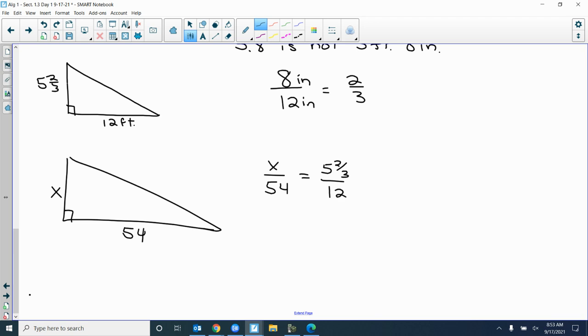Does anybody have something different? Because that's not the only correct one. Okay, so if you got this, 54 times 5 2/3. Multiply that out. Do you know how to enter 5 2/3 on your calculator? Use the ABC button, the bow tie button.